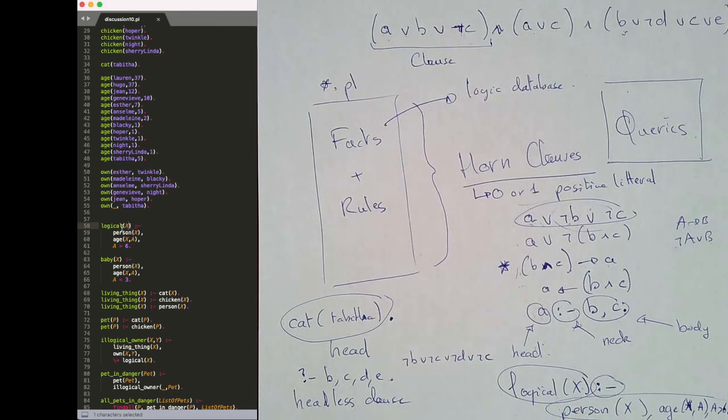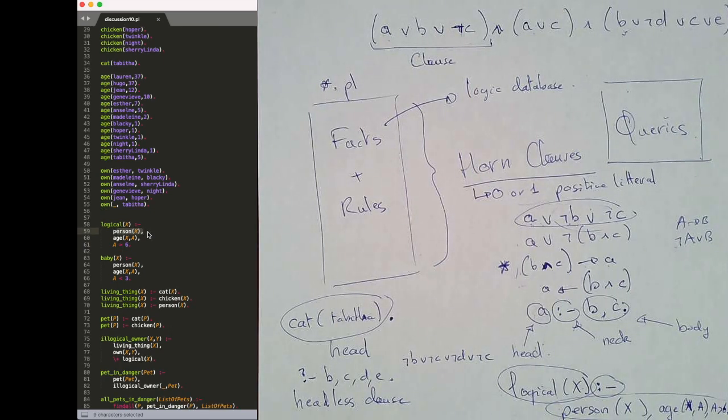And the way it works is that now the goal is transformed into 3 sub-goals, 1, 2, 3, and these 3 sub-goals are going to be linearly satisfied one by one. So first I'm going to try to satisfy person X. So person X becomes my goal to satisfy. It's going to work exactly the same way as when logical X was the goal.